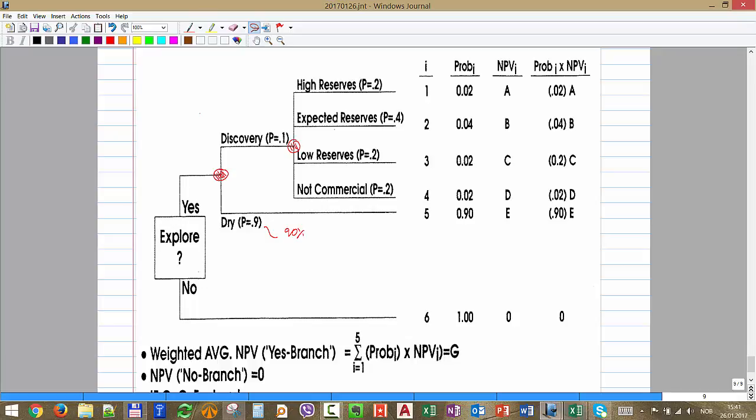Okay. And for each one of these cases I have a certain NPV. If it's dry, I already spent money and this NPV is going to be negative, because I spent money drilling the well. Then if it's a high reserve, I'm going to have a very high NPV. If it's medium, then I will have B, C, and D. Okay? So A is greater than B, is greater than C, and greater than D. Okay? And E is just negative.